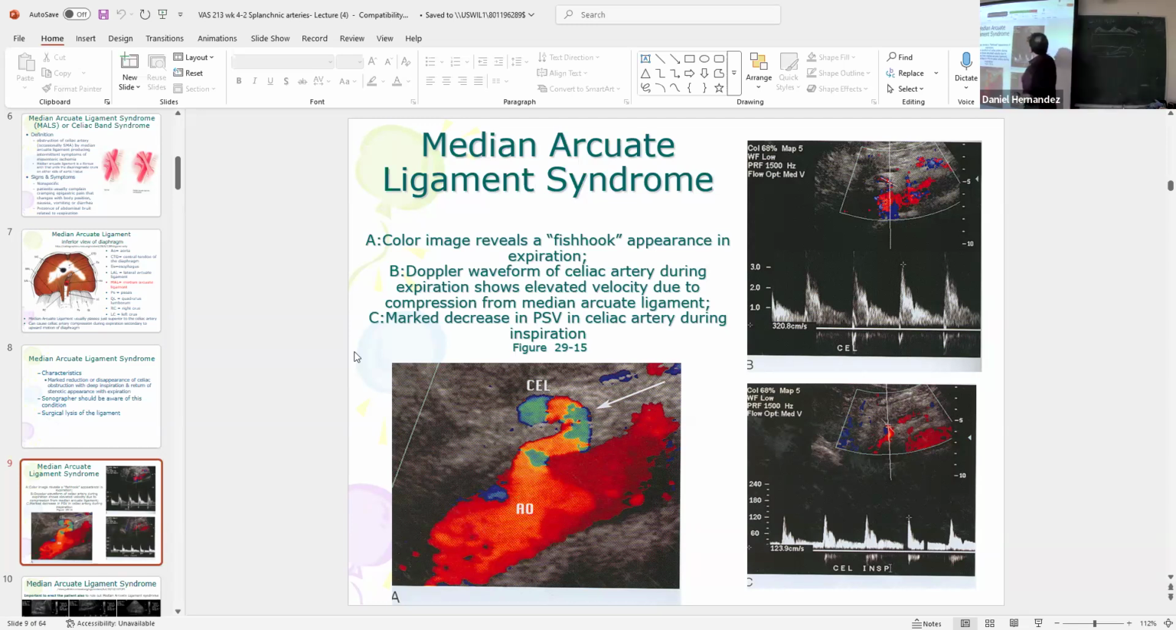So this was showing the fishhook here, they're trying to Doppler, they're getting velocities of almost over 300 centimeters per second. And then with deep inspiration, you're dropping down to 120 now.